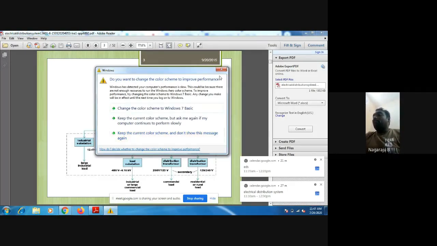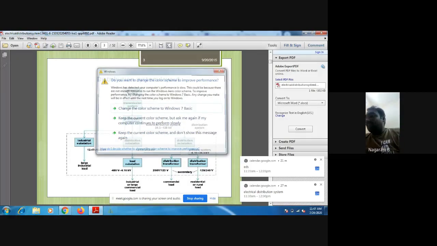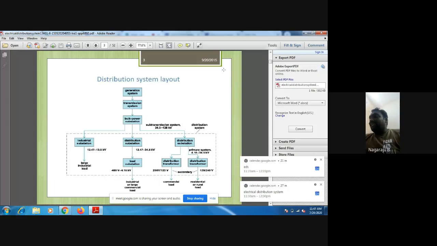Near to you, a group of loads are connected to one transformer. Those links we will call the primary distribution system. From the step down transformer, we will have a connection to the different types of loads, like commercial loads, industrial loads, domestic loads or municipal loads. Those connections are nothing but the secondary distribution system.